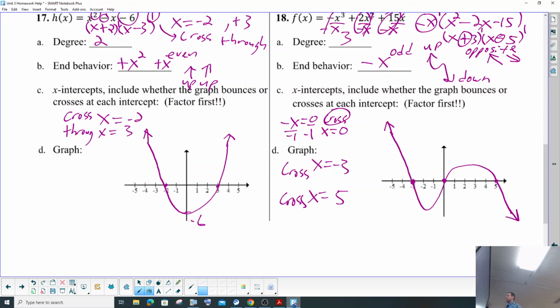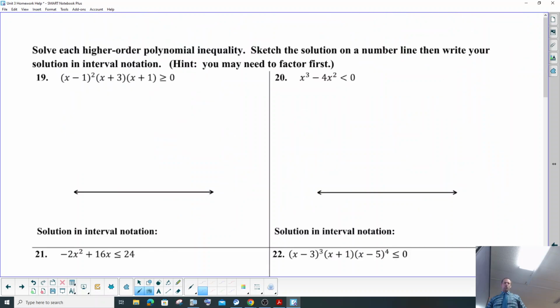Okay, so we finished 17 and 18 last time. So now we're on 19 and 20. Same process graphing it, but now we're going to do open hole, closed hole. And we're also going to do above the x-axis and/or below the x-axis and put it into interval notation, right? Here we go. Let's get your solution on a number line, write your solution in interval notation.